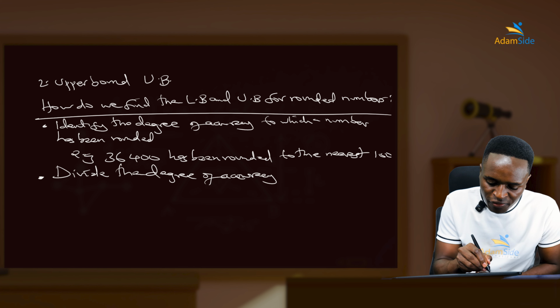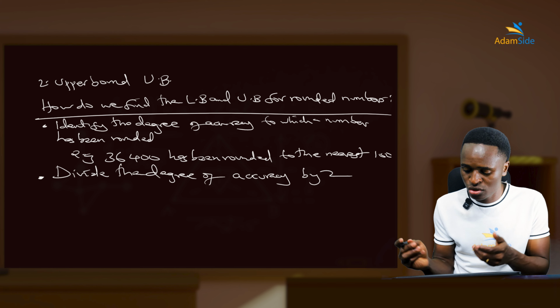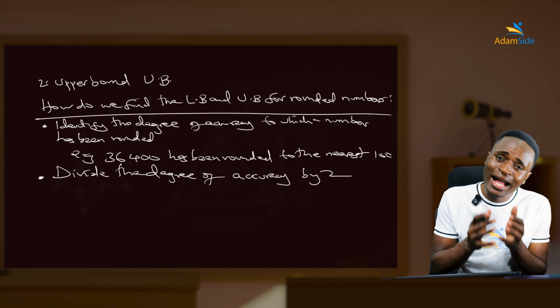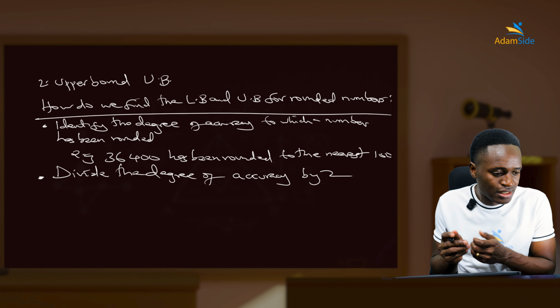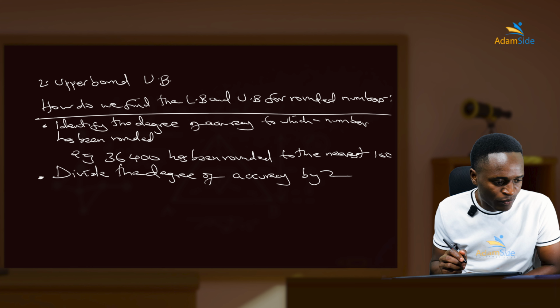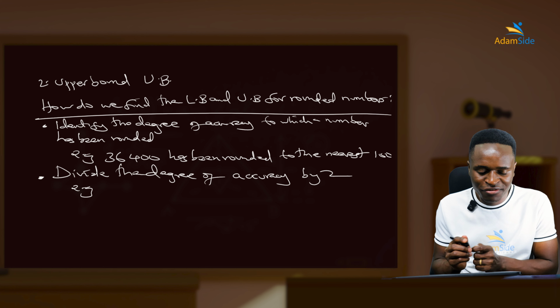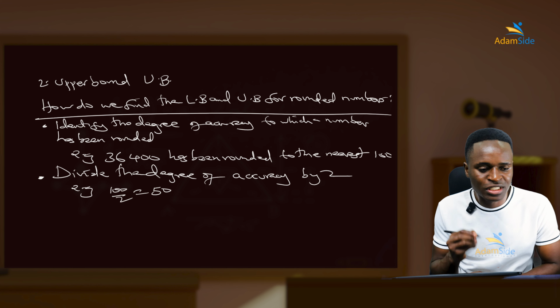If we divide the degree of accuracy by 2, we get the limit which we are going to either add to or subtract from the number given. For example, if the number has been rounded to the nearest 100, then 100 divided by 2 gives you 50.